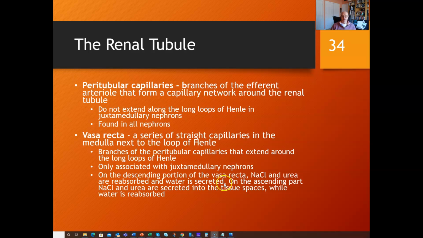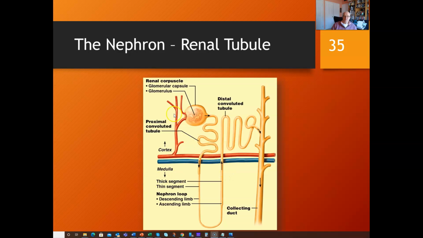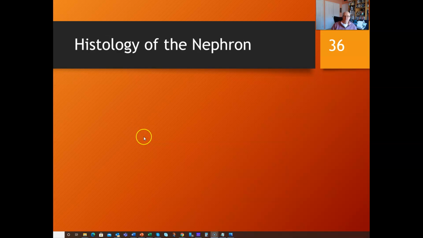On the descending portion of the vasa recta, sodium, chloride and urea are reabsorbed and water is secreted. Okay, and on the bit that's going back up again, sodium and urea are secreted and water is reabsorbed. So you can see what's going on later on. We'll talk about it. We've done that before.